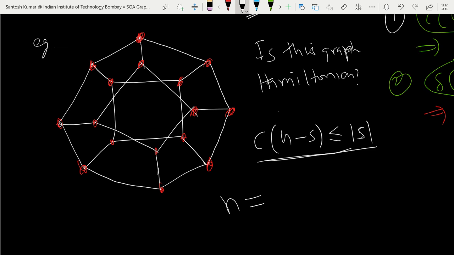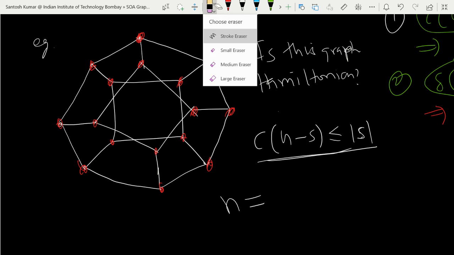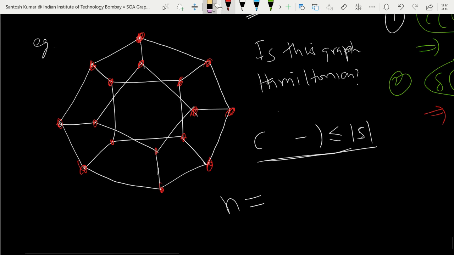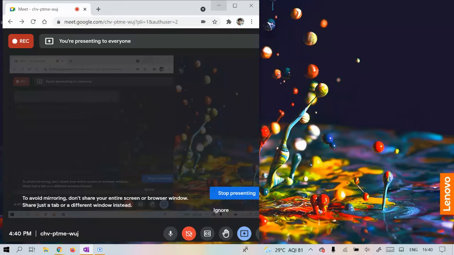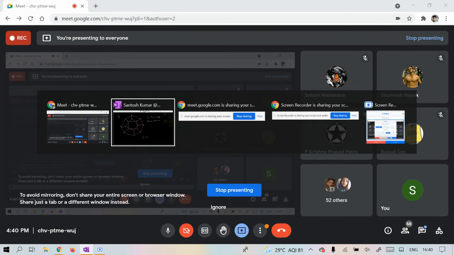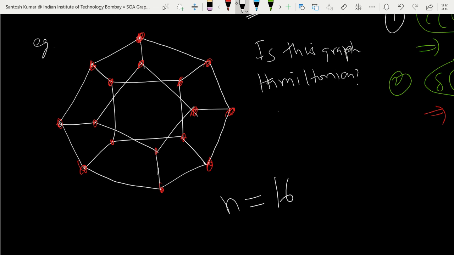So number of vertices, what is the number of vertices? Everyone forgot. 16, sir. So 16 is the number of vertices. What is delta of G? So minimum degree of a vertex. It is 3.